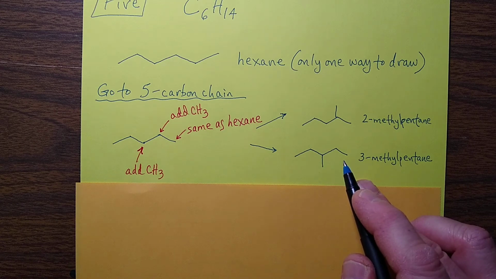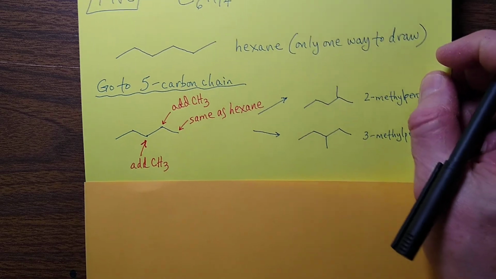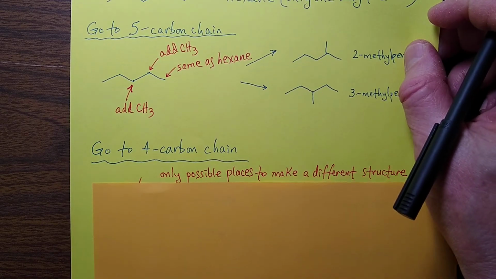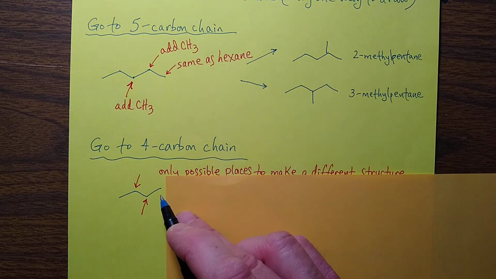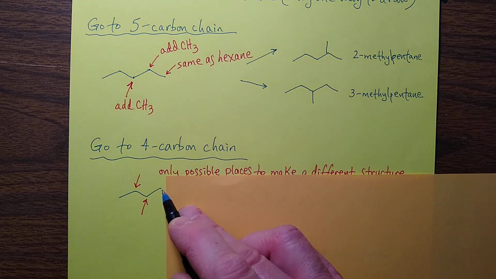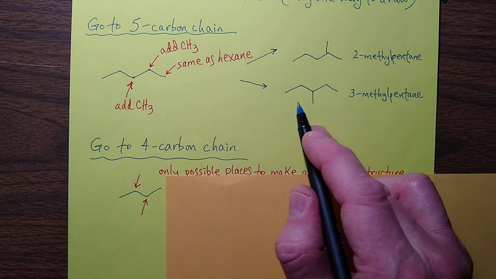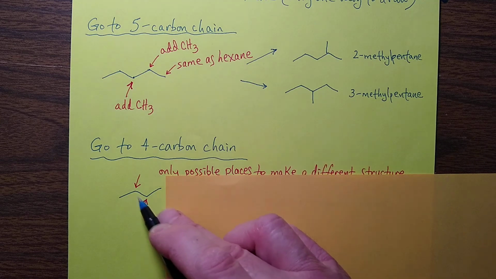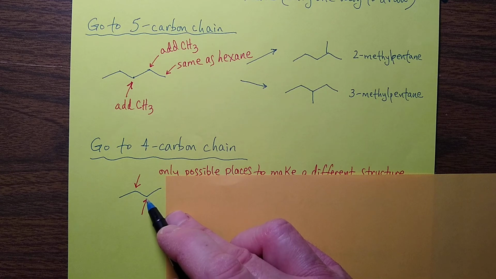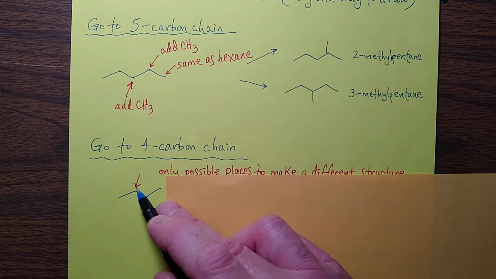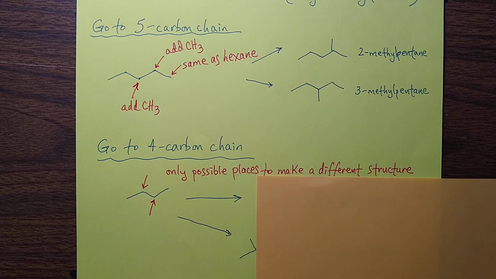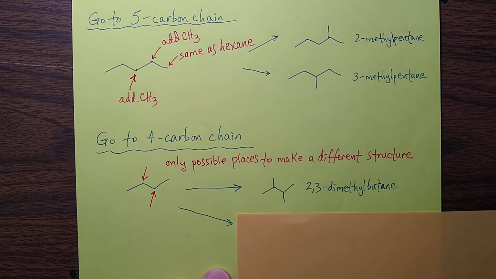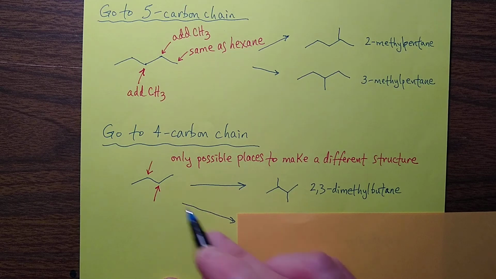So then you say, logically, the only thing I can do now is to go to a 4-carbon chain. The only possible places to put something different on a 4-carbon chain would be on the end, but if you just put another carbon on the end, you go back to this, so that's no good. You've got to think internally, inside the chain. I can put one here, which is really the same as there, but look what happens. If I put one methyl group on each of those places, I get this.